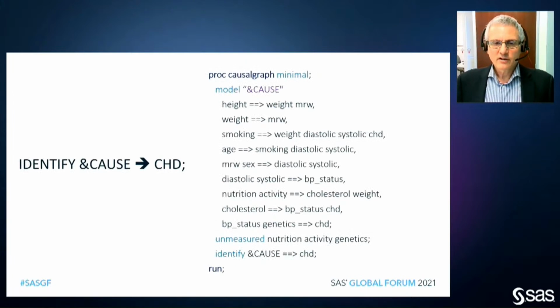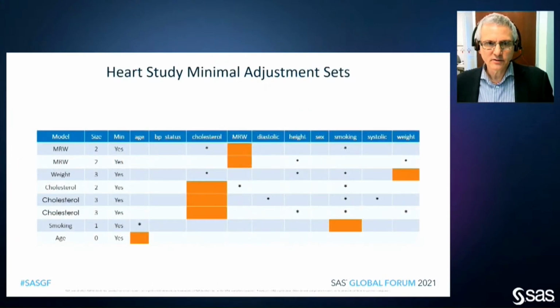Okay, so for all of our causal factors of interest, we put our PROC causal graph inside a small macro, so it loops through weight, metropolitan relative weight, cholesterol, smoking, and age. Note that we specified the minimal option on the PROC statement so that we only get the minimal adjustment sets for each of those. And this table shows the minimal adjustment sets for those different factors.